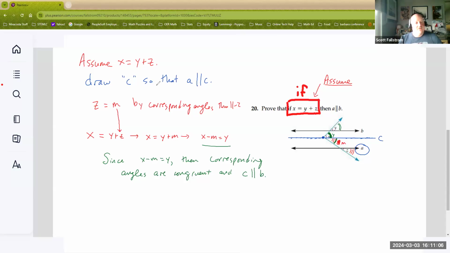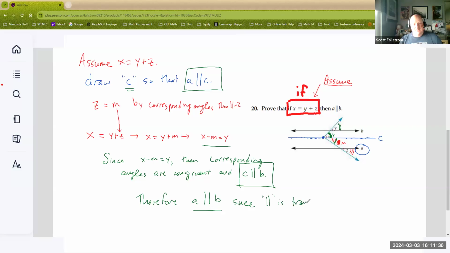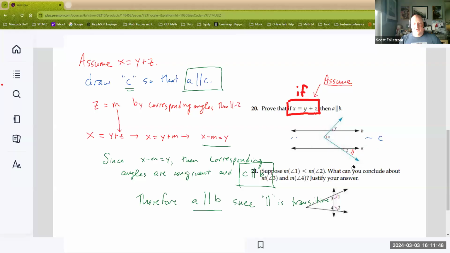Okay. Now notice what we started with. We drew line C to make C parallel to A. Now we have C is parallel to B, right? So if we continue that, we could then say, okay, so A is parallel to C, C is parallel to B, therefore, and this was something covered in the book, that A must be parallel to B since parallel is transitive. Okay. There we go. So that is one perfectly legitimate way to demonstrate why that all works.